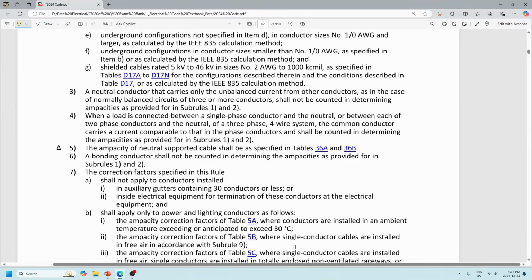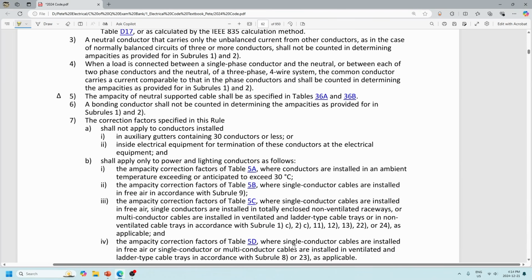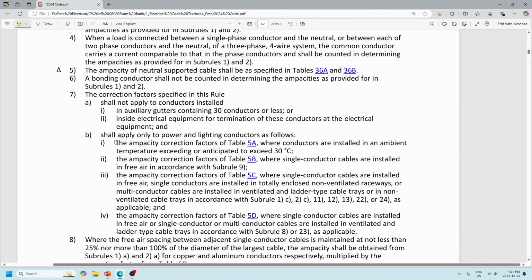Okay, the other rule that we're going to be making use of is this guy right here. The ambient correction factors of table 5A, where conductors are installed in an ambient temperature exceeding or anticipated to exceed 30 degrees. So once we go above 30 degrees, then again, it's too hot, the conductors can't dissipate their heat, and so we're going to have to derate based on that ambient temperature there.